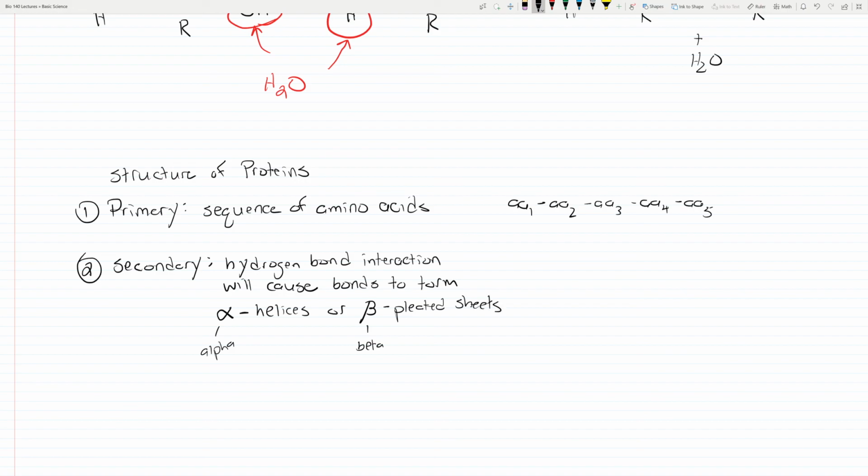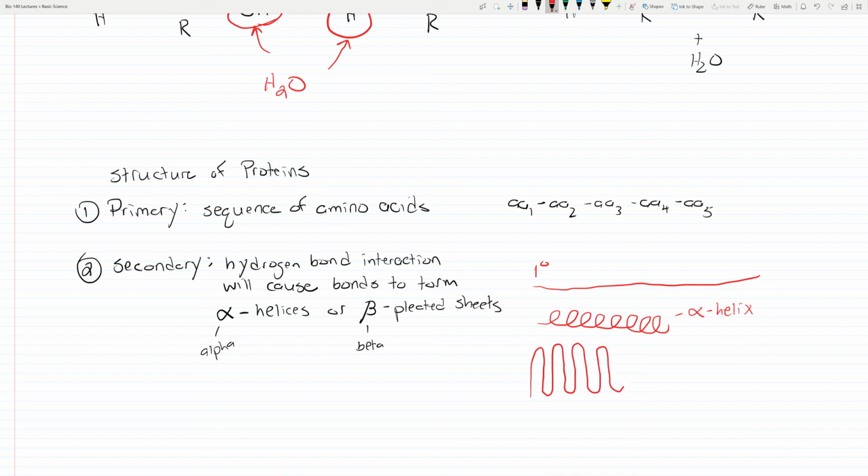Now what an alpha helix is, if I have my string of amino acids, I'm just going to draw a straight line. Say this is my string of amino acids. So this is primary, one with a little zero next to it, like that. Now if this starts to curl on itself and wrap like a phone cord, that's called the alpha helix. If that primary structure instead starts to curl on itself like this, that's called a beta pleated sheet.